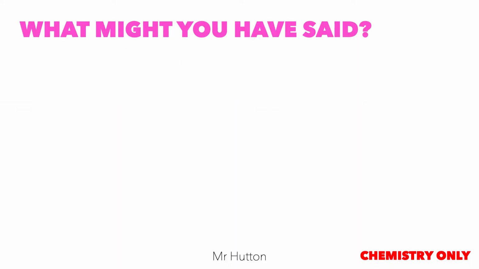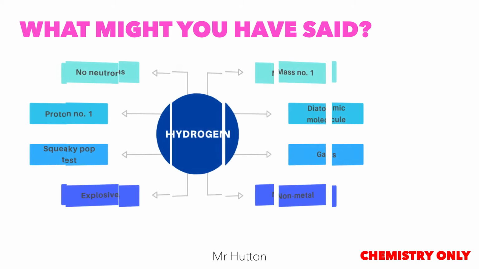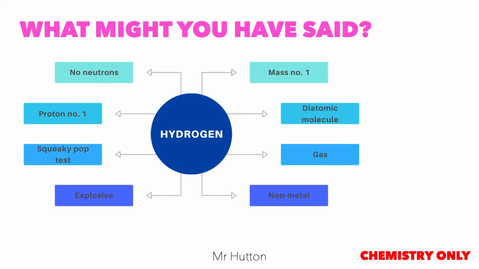Right, what might you have said? I've come up with a few ideas of what you may have been discussing. So here they are. You might have said that hydrogen has no neutrons. It has a proton number of 1. You might remember the squeaky pop test, our test for hydrogen. It ignites with a squeaky pop. So the ignition of it is explosive. In exams now they prefer you to say explosive rather than flammable. To be sure, if it does ask you, I would always say explosive and flammable just to cover both bases there. But more recently, they've gone to explosive as the chosen term.